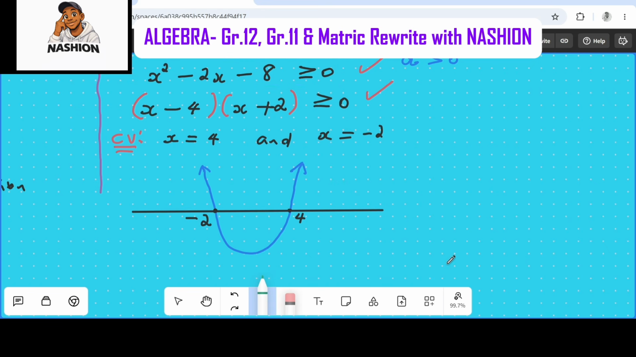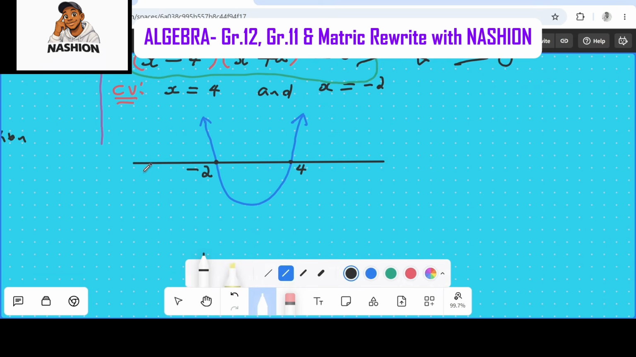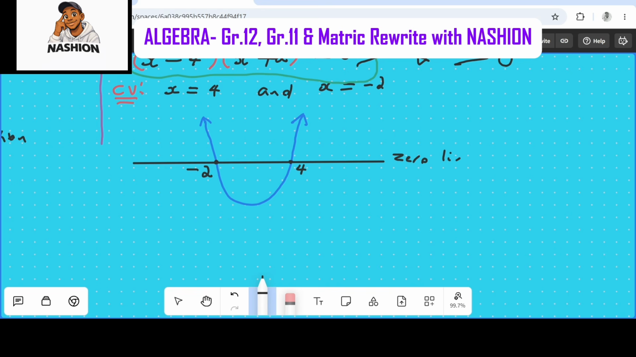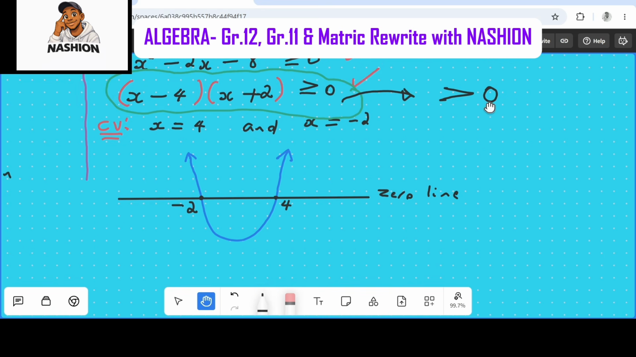The right side we have positive 4. Next we check the step before the critical values, which is the factorization step. And from that, we can see we have a greater than 0. Now, imagine this line right here. Let's call it the 0 line. Greater than 0 means our solutions, our answers, are above the 0 line. That's greater than 0. So we are talking about above from positive 4 going to the right side, or from negative 2 going to the left side.